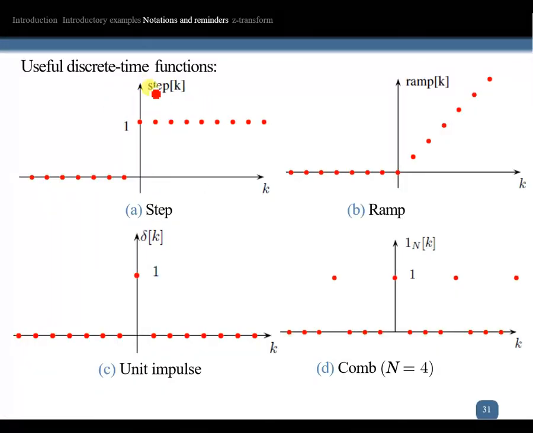In the discrete time step, you have the sample time of t less than 0 and the sample time of t bigger than 0. For the ramp, the same thing. For the Dirac, it only has a value at k equal to 0, where the Dirac will be 1, and for the comb, n equal to 4, you have the 4 samples of the Dirac k. Sorry, here it is not t, it is k equal to 0.